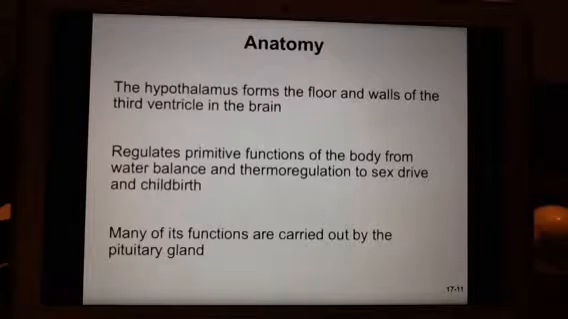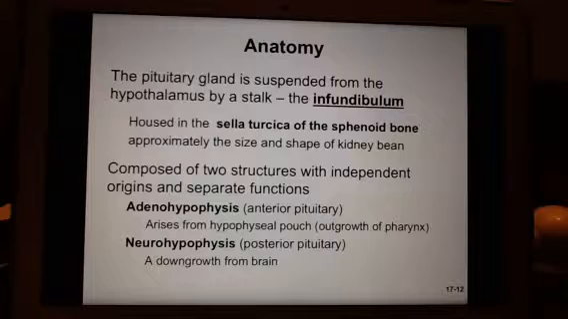And so a lot of times we overlook the hypothalamus because it is secreting hormones that are headed straight to the pituitary gland. So the pituitary gland is suspended from its little pituitary stalk, and it is very tiny, approximately the size and shape of a kidney bean. And it has two structures that have independent origins and separate functions. So it has two lobes, if you will, but really they come from different origins, and we're going to see the embryo development here in just a second. And they have different functions.